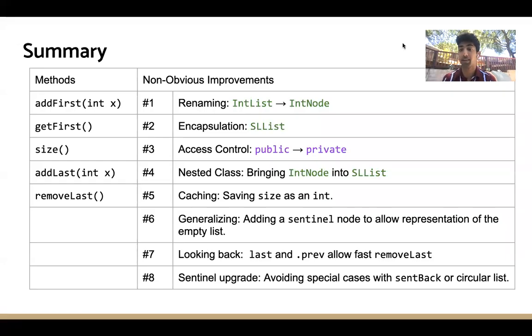Hi everyone, this is going to be a quick summary of all of the changes we've made to go from IntList to SLList to DLList. The first change we made was renaming IntList to IntNode. This minor change is actually very important because it's saying that the IntList is no longer the list, the SLList is now. The IntNode is merely a node within this SLList.